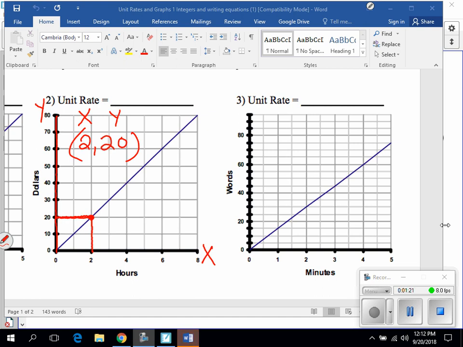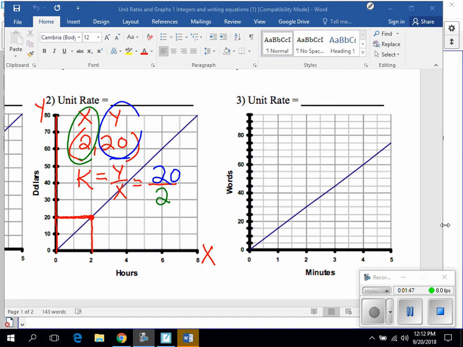The formula for unit rate is k equals y divided by x. We're trying to remember that formula. You have to have it memorized for the EOG. The y value is 20, so I plug that into the numerator. The x value is 2, so I plug that into the denominator.